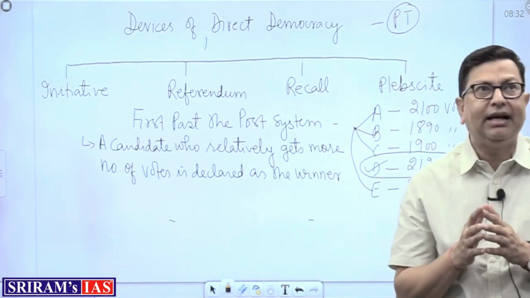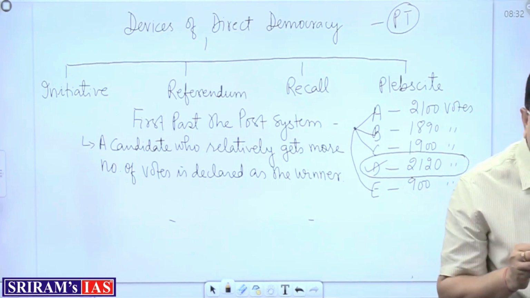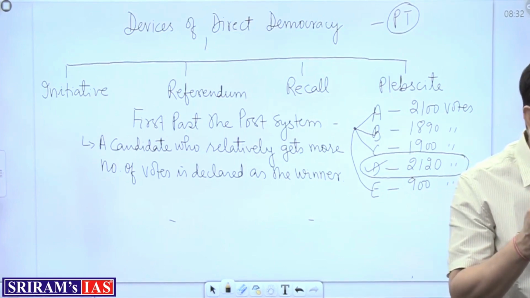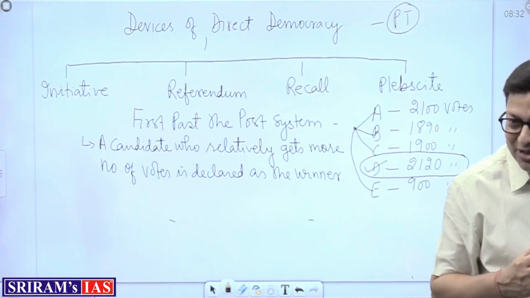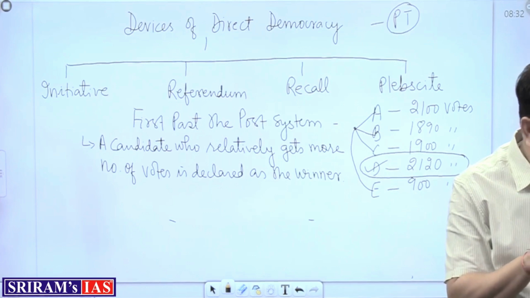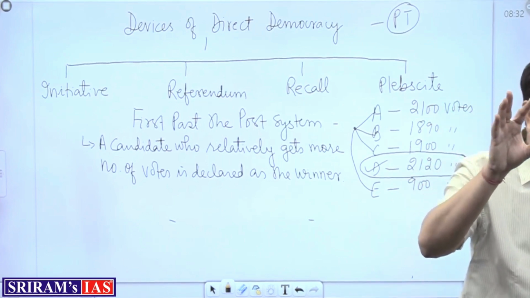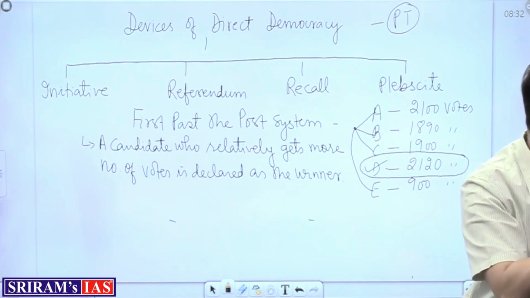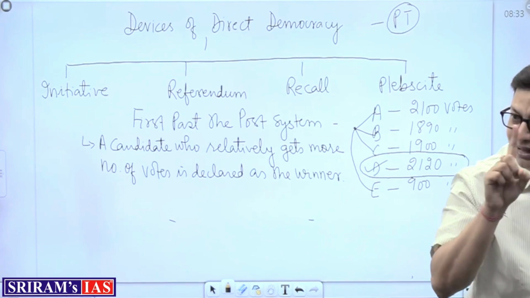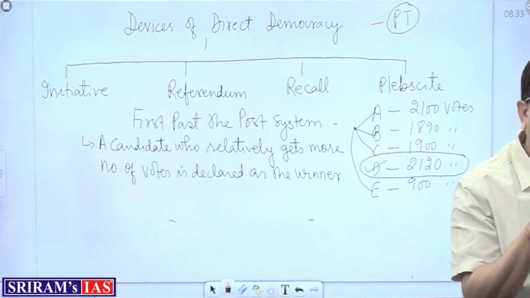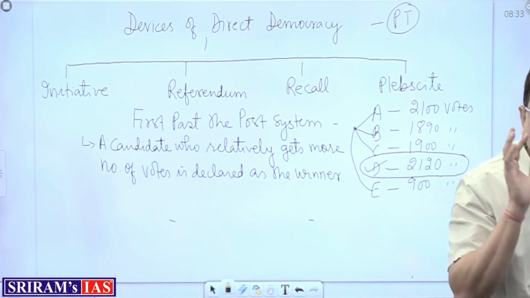No doubt in the cantons, just as we have states in India, in Switzerland they are known as cantons. So cantons are very small. So the cantons have been given the privilege that you can have the initiative and referendum even for the ordinary laws. It completely depends on the cantons. But at the national level, initiative and referendum is only for the constitutional laws.